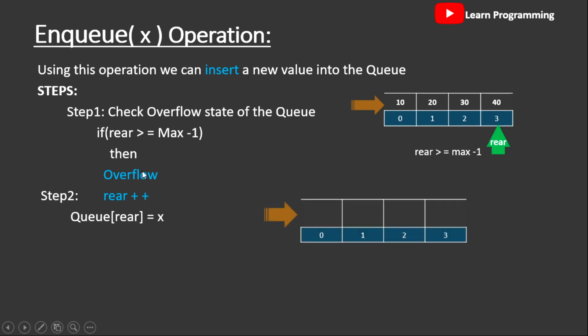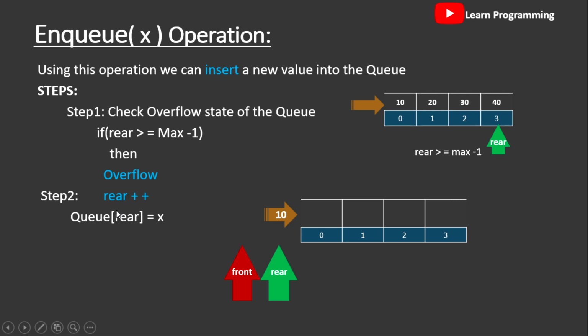Here we have the queue which is completely empty. Now we will be able to perform the insertion operation. First, let us consider a value which I'd like to insert into the queue. Let's say 10. So what I have to do is first check the condition, and here the rear value is -1, which is not greater than or equal to max minus 1. So now we will increment the rear position by 1, and then we can insert the value into the queue.